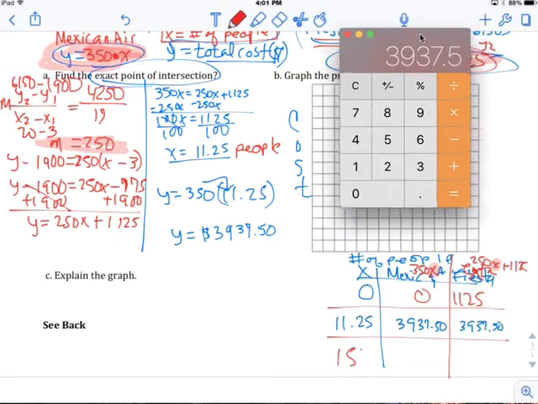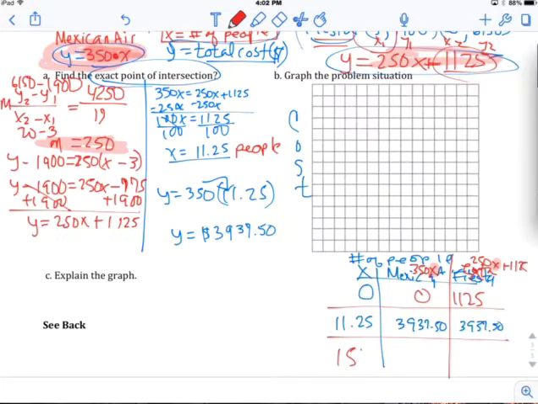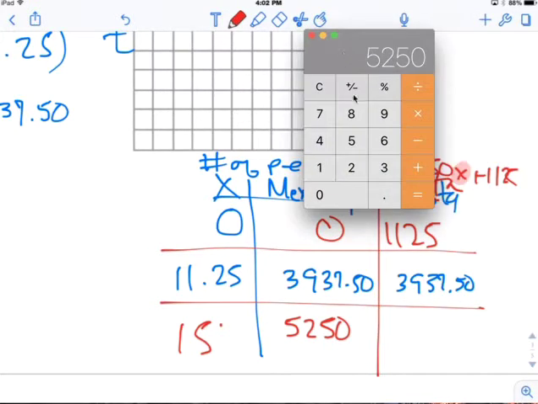Okay, anyways. Let's do Mexican Air. 350 times 15. 5,250. That's how much Mexican Air will charge you. Okay, Fiesta. They multiply 250 times 15. And then you have to add another 1,125.